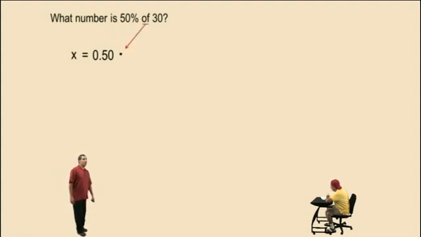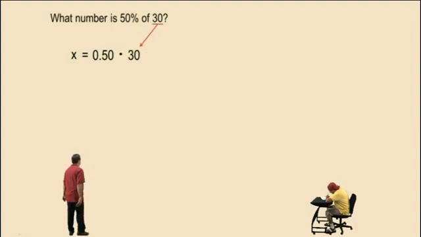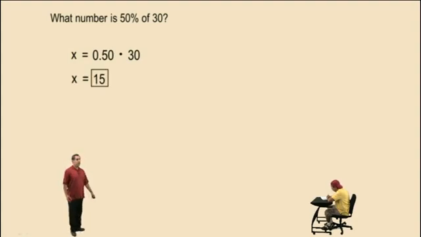Of translates into multiplication. 30, well, we write in 30. There we go. And there's our equation. So all you have to do is multiply 0.50 times 30, and you get 15. And so what number is 50% of 30? It's 15. There's the equation, and we solved it to prove it.